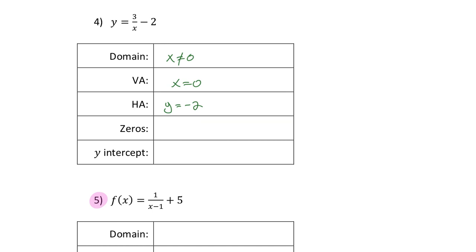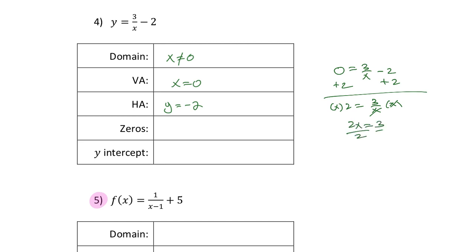Now, for my zero, I'm going to substitute y for 0. So 0 equals 3 over x minus 2. I'm going to add 2 on both sides. So that means I got 2 equals 3 over x. Then I can multiply times x on both sides. So this cancels out. So I got 2x equals 3. And then I can divide by 2. So that makes x equals 3/2. So x equals 3/2. And the point here is 3/2 and 0.